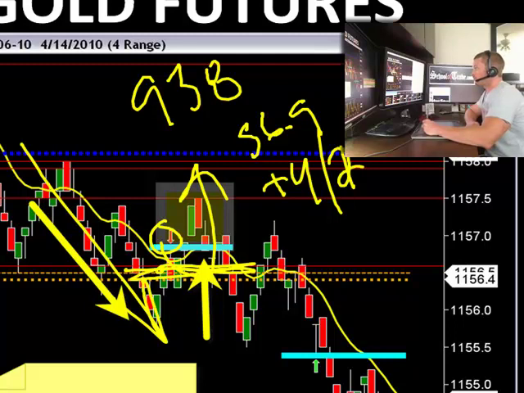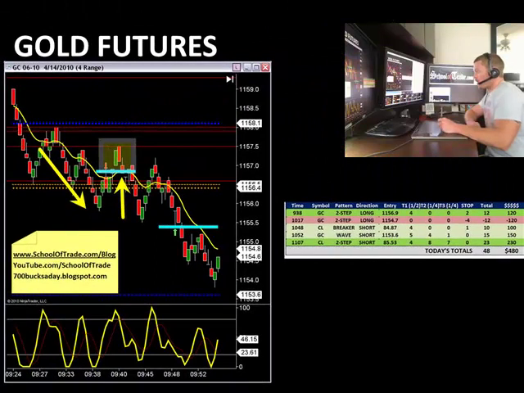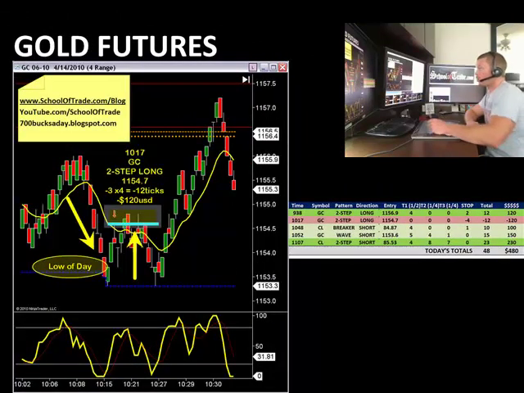Actually got filled to +2 for 12 ticks. So 120 USD on the first one. Okay, 12 ticks in the first trade. Unfortunately, though, we gave it all back in the second trade this morning, 10:17 on gold.